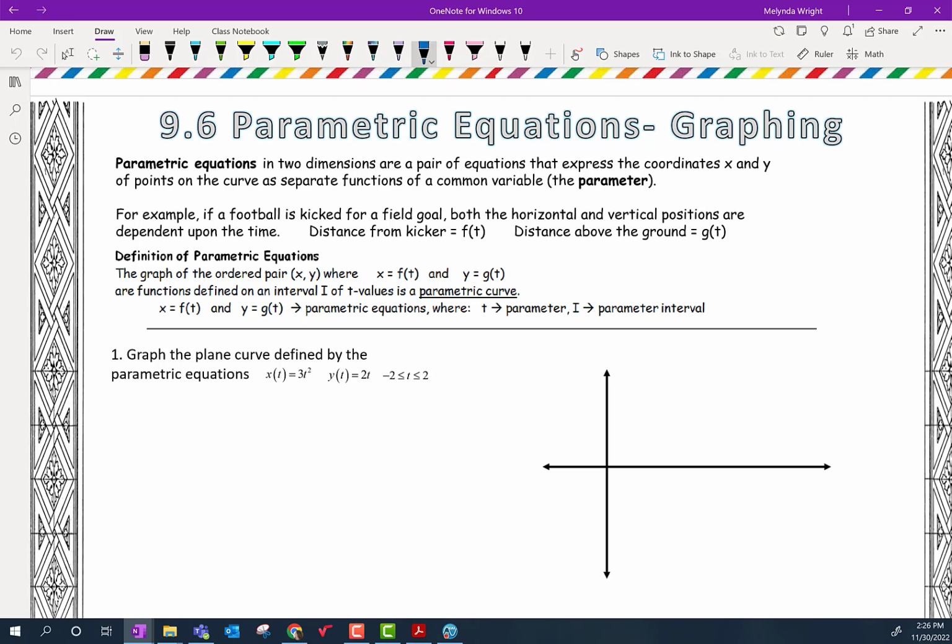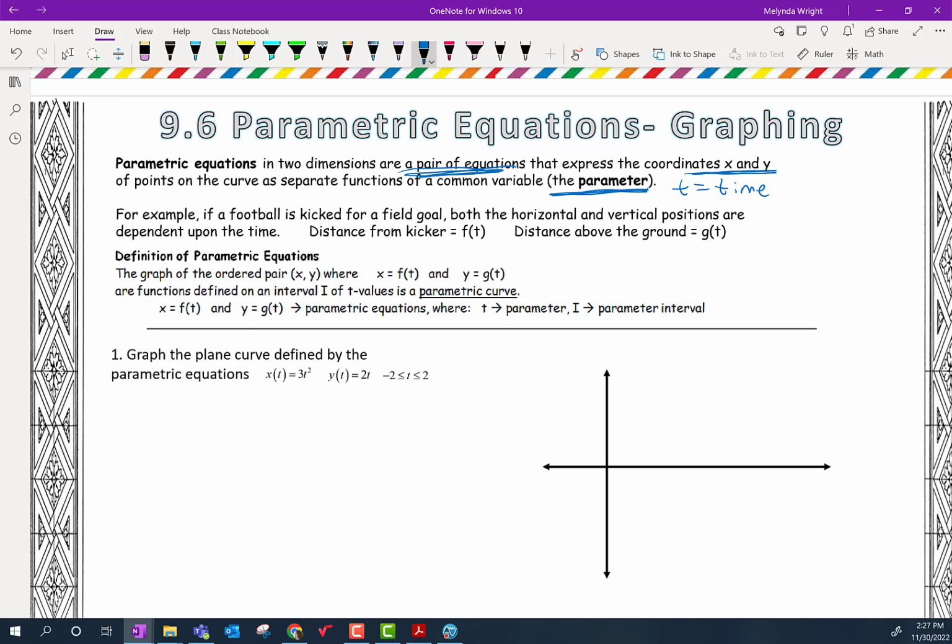What we have is a pair of equations. We have a pair of equations that express the x and y coordinates in terms of something called a parameter. For us in this course, our parameter is going to be t, which is time. That's our parameter.